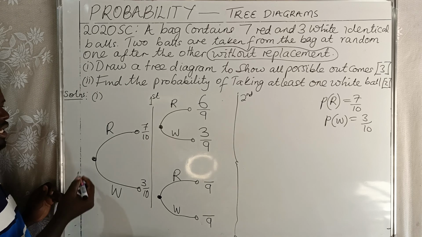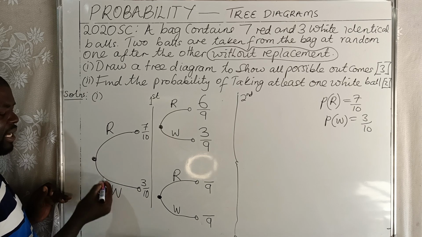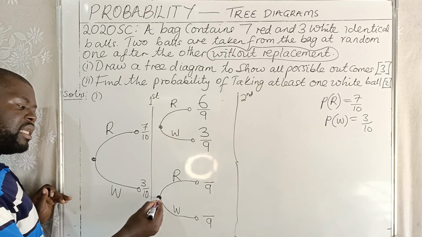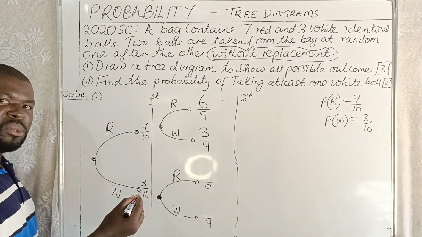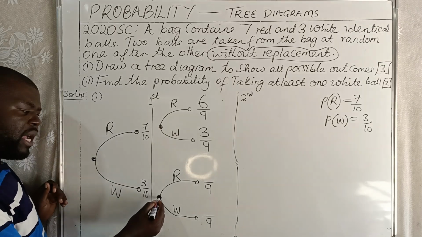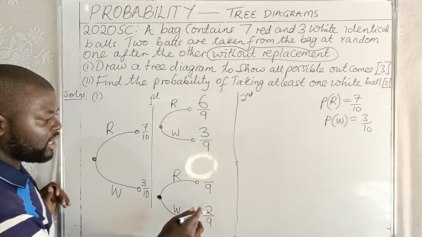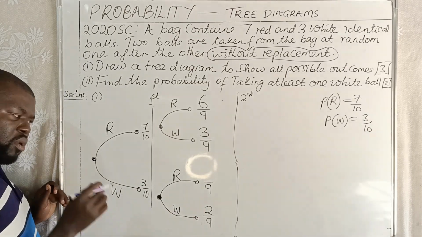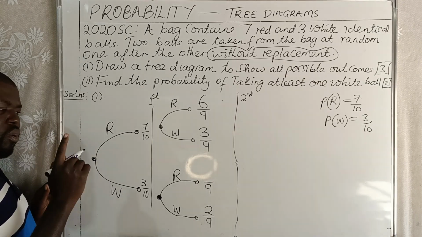Okay. The same applies to the white branch here. If we go to the white branch, what we are communicating is that the ball that was picked in the first picking was a white ball. The ball that was picked in the first picking was a white ball, and because it was a white ball, the whites are going to reduce from 3 to 2. Yes. So the whites are going to reduce from 3 to 2 because that one ball that was picked was a white ball.